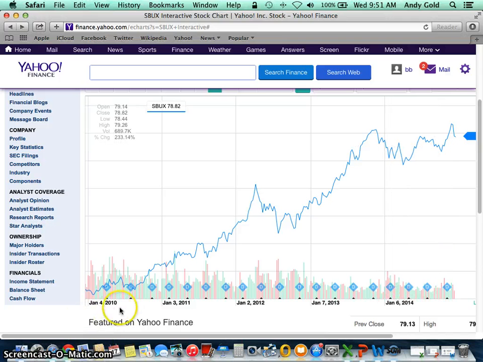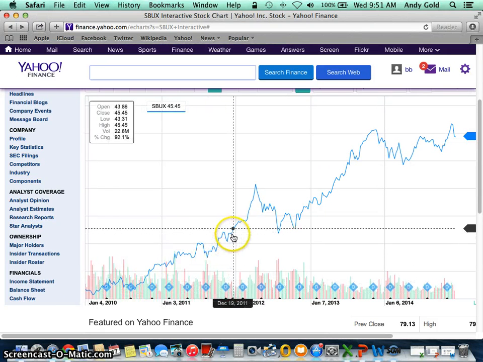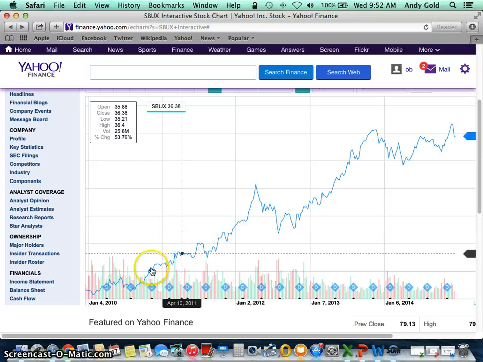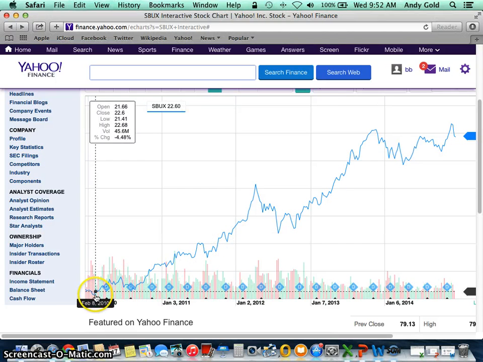You can see that the stock has gone up a lot, and if you want to know what the price is at different points along the chart, you just point the mouse arrow to it. Like you can see at this point, if you look up on the top left, you'll see that the stock was in the 40s. Way down here during the financial crisis or the tail end of it, Starbucks stock was at $20, $21.